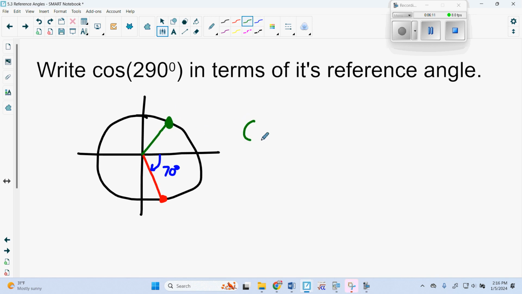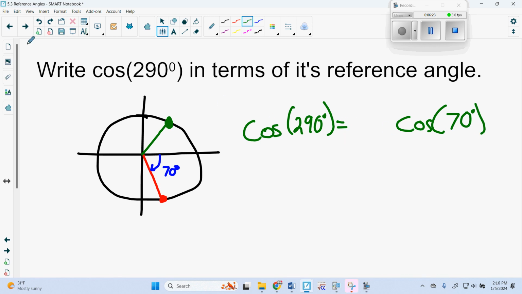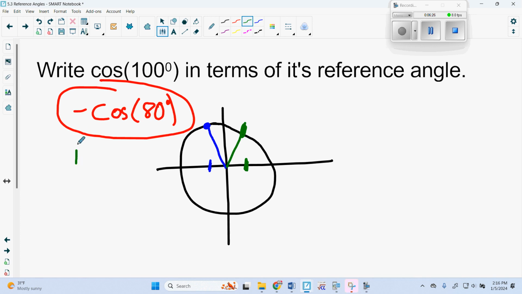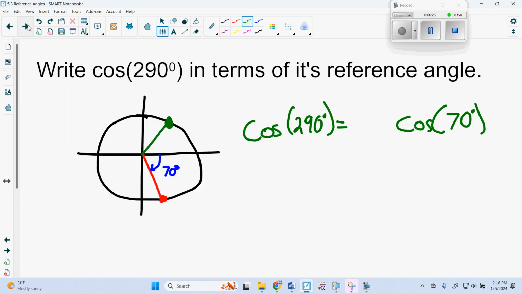So as I consider the cosine of 290 compared to the cosine of 70, there's really only two things we're going to have. Either they're going to be equal, or the sign is going to be different and you've got to put a negative down. In this case, if I look at these two points, cosine is the x-coordinate, so the x-coordinates right there are equal. So cosine of 290 is equal to cosine of 70.